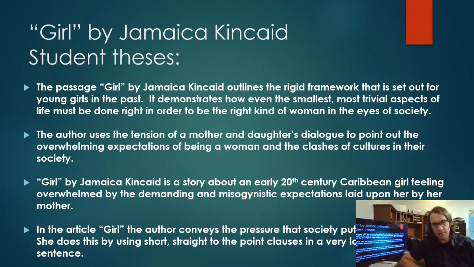"In the article, Girl, the author conveys the pressure that society puts on young girls. She does this by using short, straight-to-the-point clauses in a very long, overrun sentence." Okay, and now we're getting a little bit too simplistic, but there's still stuff to work with here. And I think that's important. You don't have to get everything about a passage, about a poem on the exam or a short story on the exam. Find your approach. Find the place where you can get in there, right? Talk about what you do know, and don't worry about what you don't.